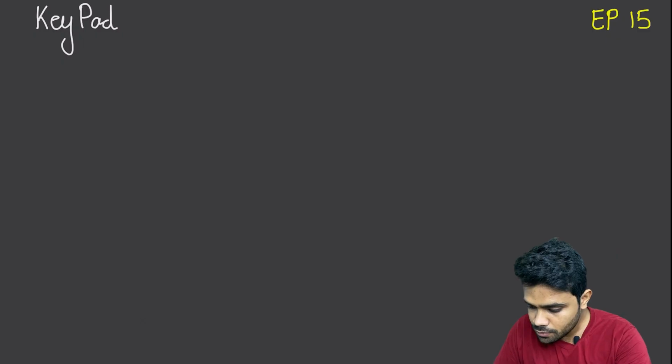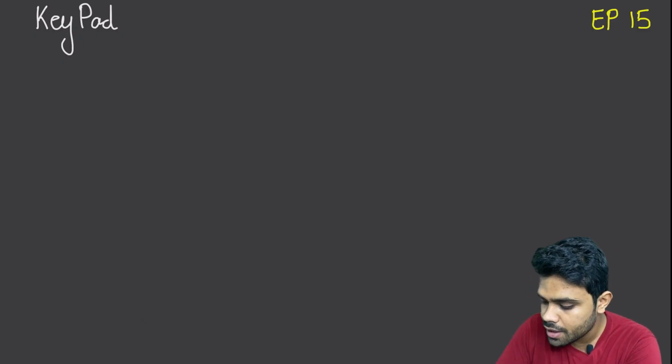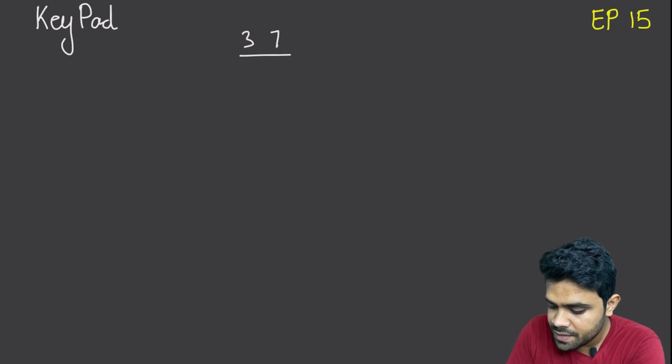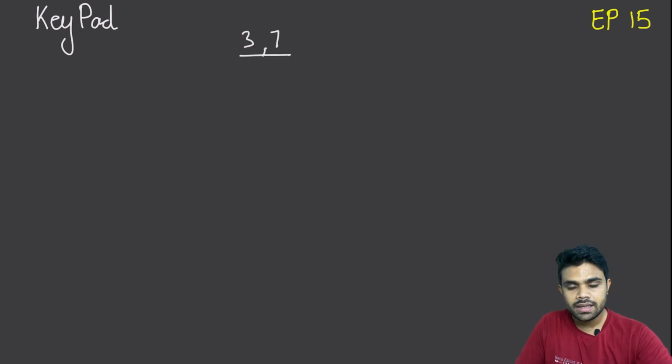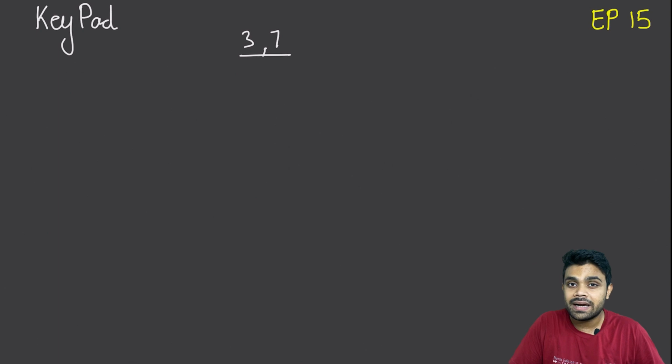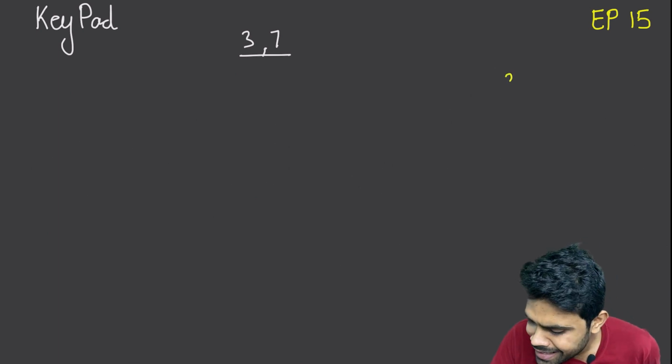All right, so let us say the given string is 3 7. This is the given string, 3 7. Now first of all I need to know what all characters, what all alphabets are represented by each of the numbers. So for that I need to save it somewhere.